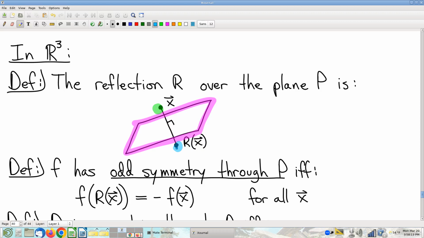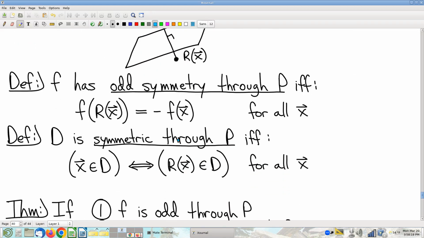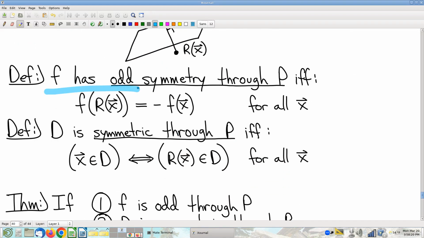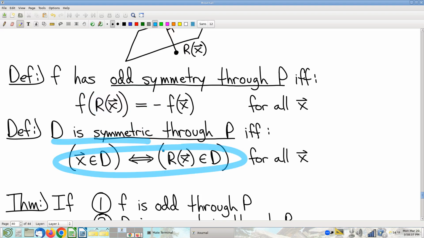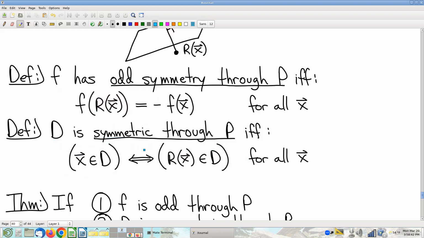It's just 3-dimensional, and it's a plane instead of a line. The related ideas of oddness for a function and symmetry of a domain are exactly analogous. Oddness of a function means that when you put a reflection in, you get a minus sign out, just like in 2 dimensions. Domain being symmetric means that it is its own reflection, just like in 2 dimensions. Again, usually visually obvious if it's true. If it's symmetric, it's usually clear that it's symmetric.